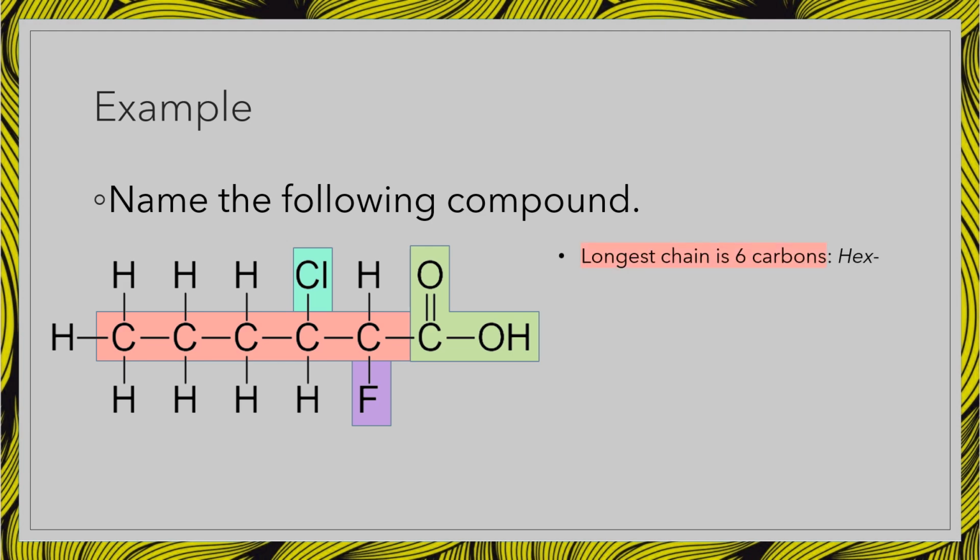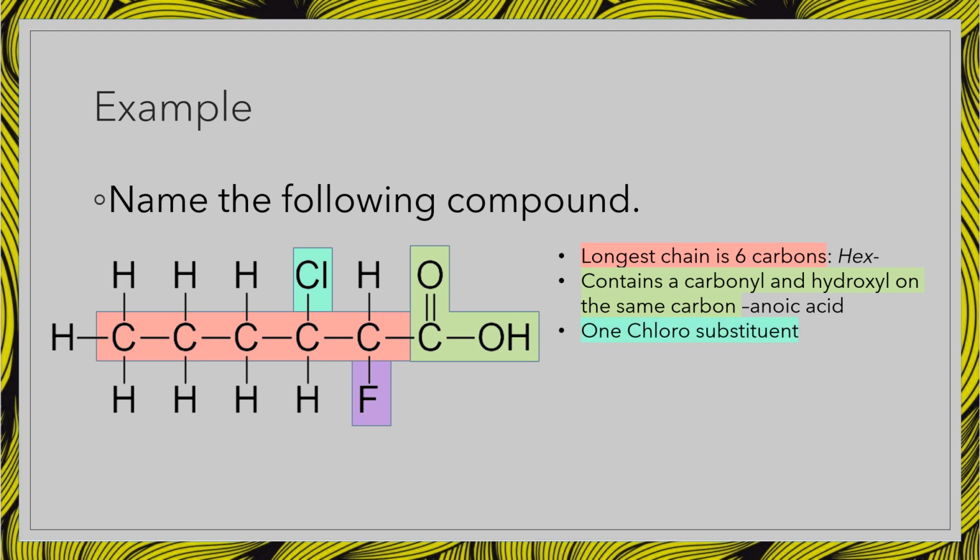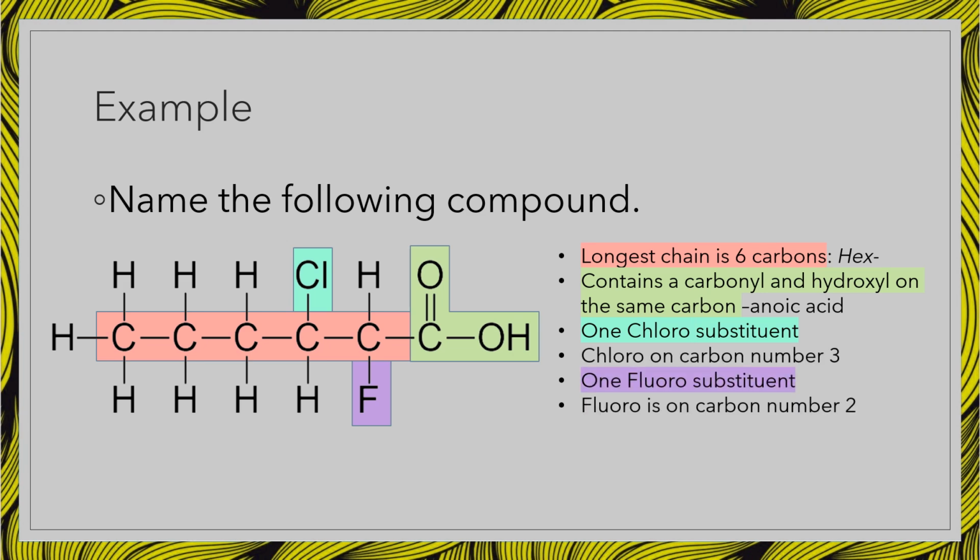Let's put it together. Longest chain is 6. Carbonyl and hydroxyl on the same carbon, so it's hexanoic acid. There is one chloro substituent on carbon number 3. There is a fluoro substituent on carbon number 2.